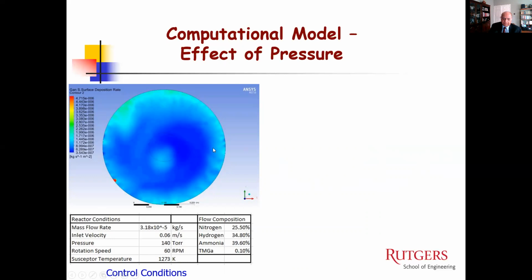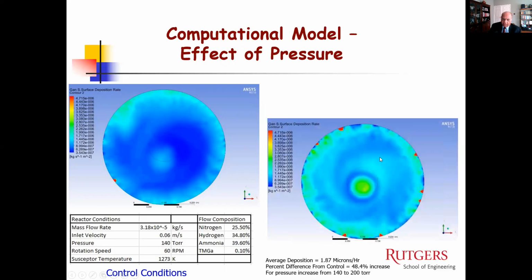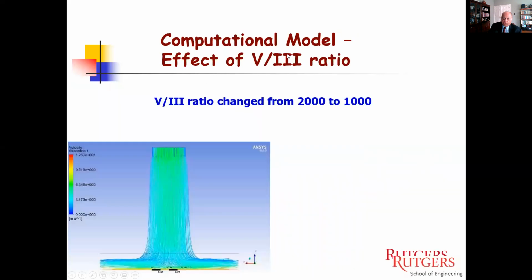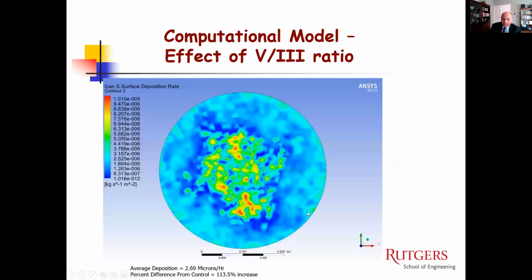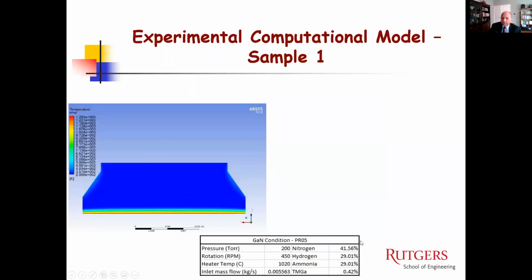These are some cases we did on an actual system. This is a control condition, very uniform. But as you increase the pressure, uniformity is lower. 140 to 200 torr, uniformity is lower, but the deposition rate increases by 48%. You go to changing the concentration ratio, the flow and everything looks fine, little disturbance, but by and large it looks okay. But again, quality not very good, but the rate of deposition has increased a lot. So that's the challenge that you have.